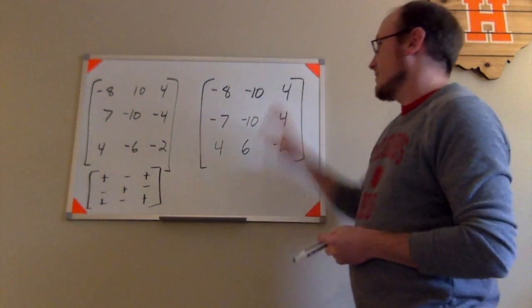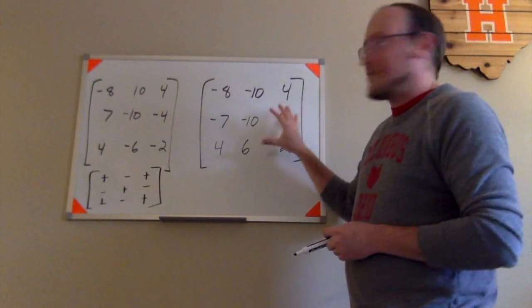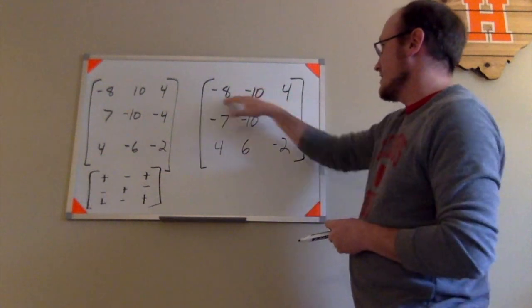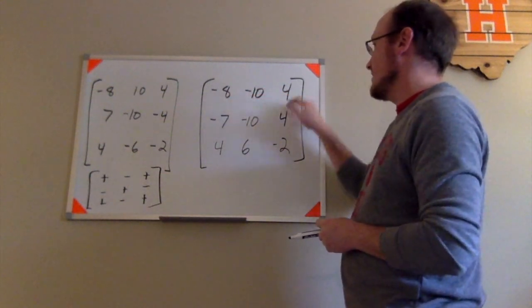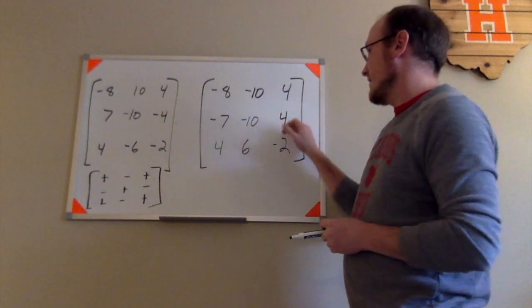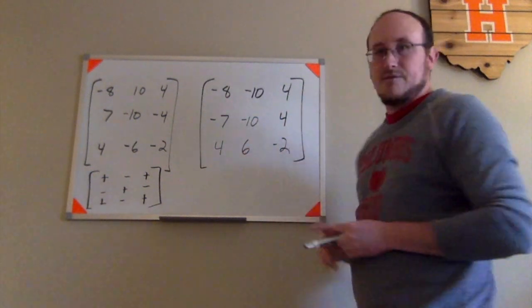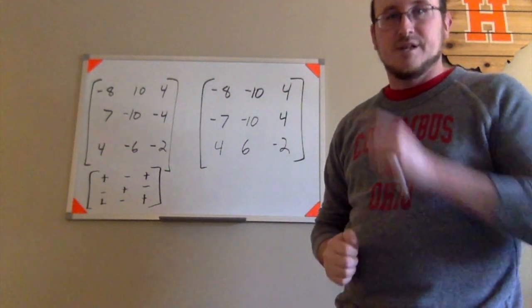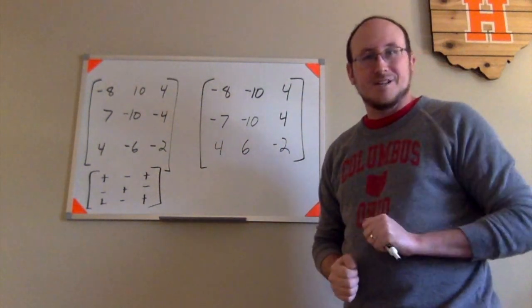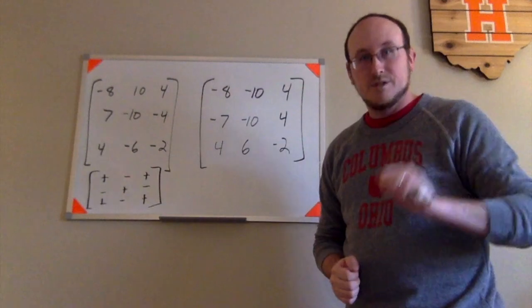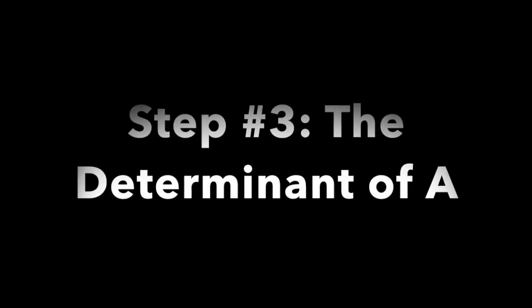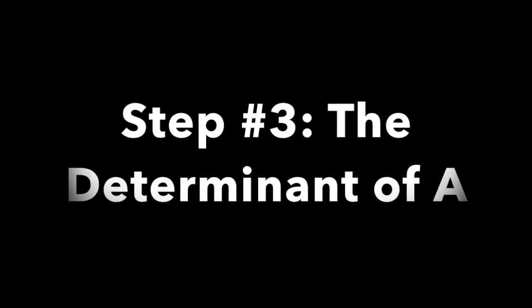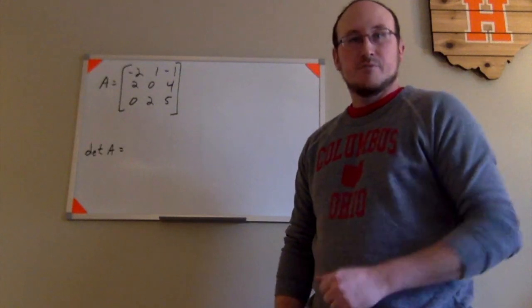And at this point, we've created what is called the cofactor matrix with these entries -8, -10, 4, -7, -10, 4, and 4, 6, -2 in the rows respectively. That's the cofactor matrix. And we've completed step 2 of finding the inverse of this 3 by 3 matrix, which takes a while if you can't tell. This brings me to step 3.